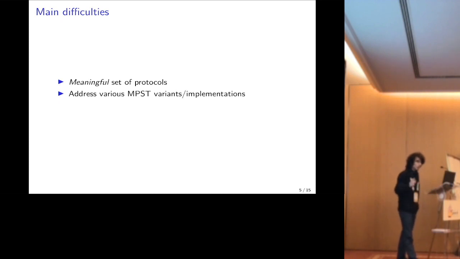So what are the main difficulties I identified so far? The main one, obviously, is to have a meaningful set of protocols. What I mean by that is, on my own or in my team, we can say, oh, we think this and that is important. If we look at other papers, we can identify patterns that occur frequently, but we are always at risk of missing something. And so that's why we are all together. I think it's a good moment for everybody to say, I want this to be included, I want that to be included. And in particular, another main point that I think is important is that we need to address a lot of variants of MPST, or a lot of different implementations of MPST, and we have to keep that in mind, and not pick something for a specific implementation.